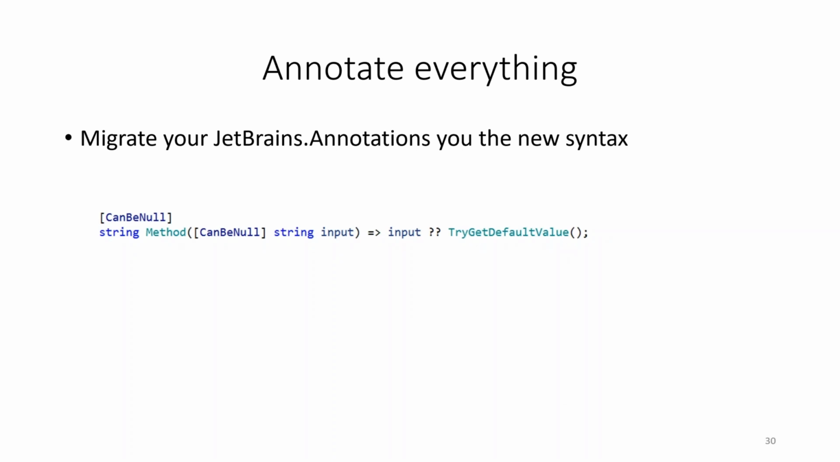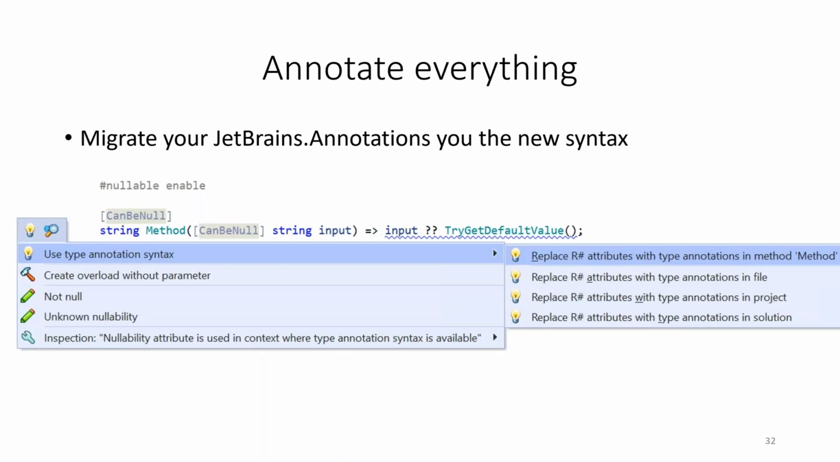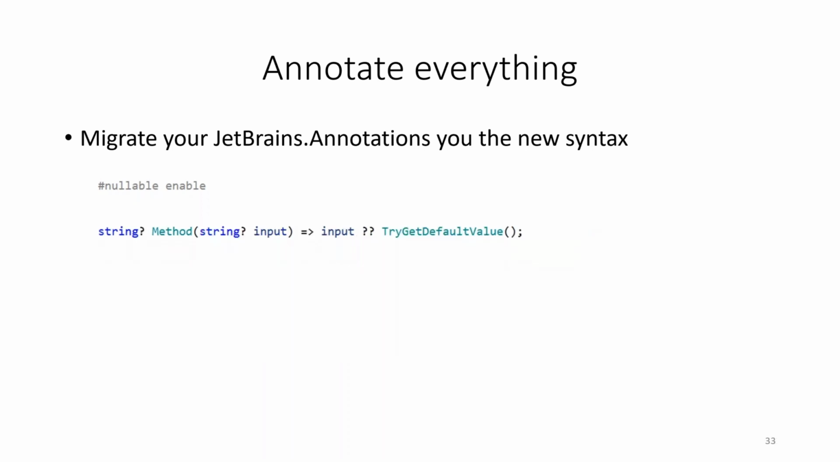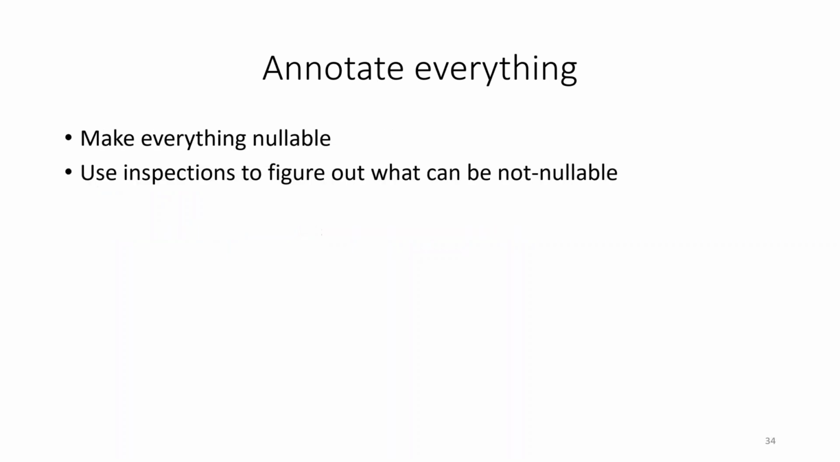For example, if you're already using JetBrains.Annotations and you enable nullable reference types in your project, all types that you've written before became not nullable, but the information about the actual nullability is still there in the form of attributes. And you can use quick fixes to convert it to actual new syntax and fix all the warnings related to types that were annotated with JetBrains.Annotations.